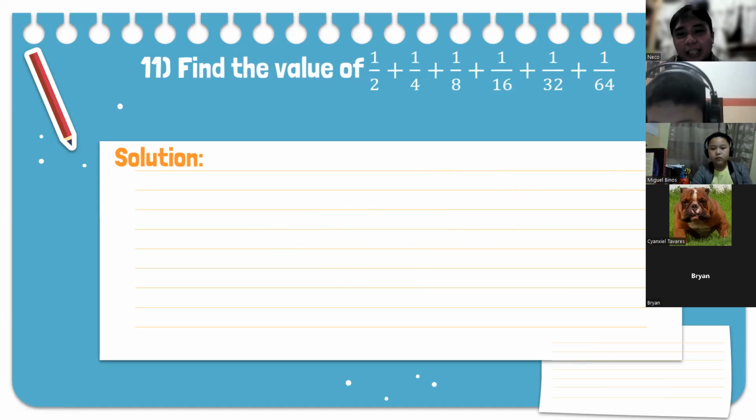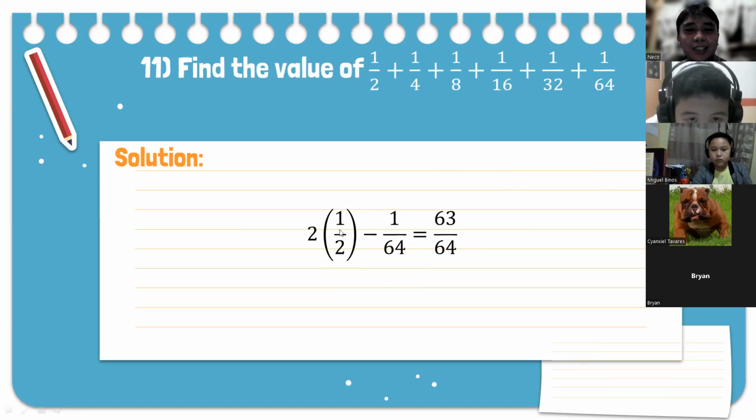Find the value of this. Of course, you can do LCM. I mean LCD, sorry, because we were doing denominators. So LCD. But you can do this technique, right? Because you already know that it's just dividing by 2 always until 1/64. So you can do this, right?